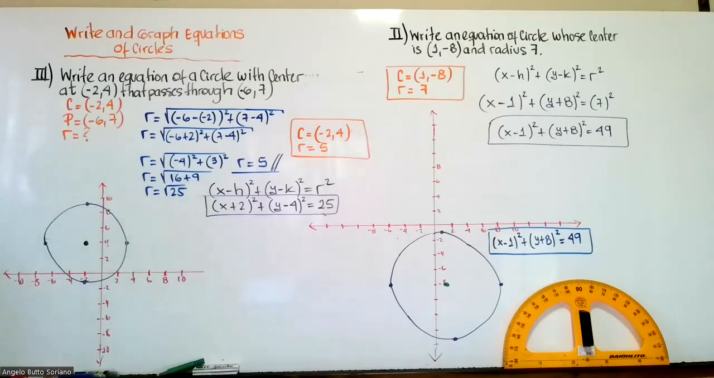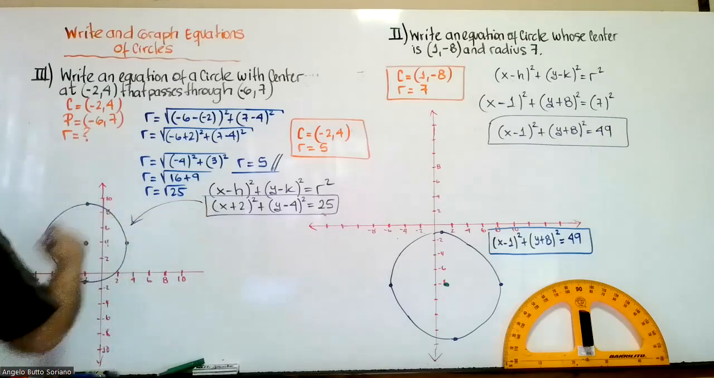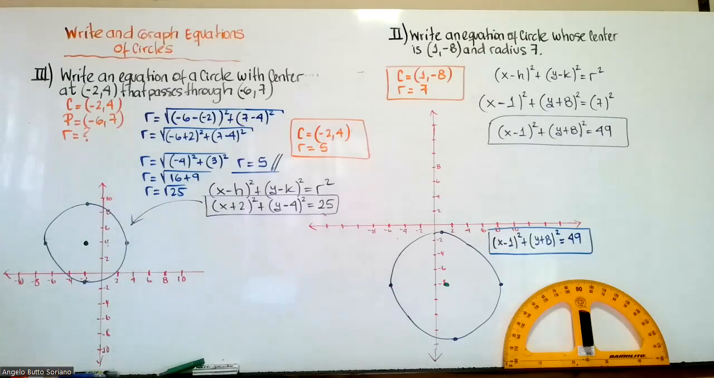Well, you got the point, you got the idea. Okay, this is going to be the equation of the circle given by (x plus 2) squared plus (y minus 4) squared equals 25.